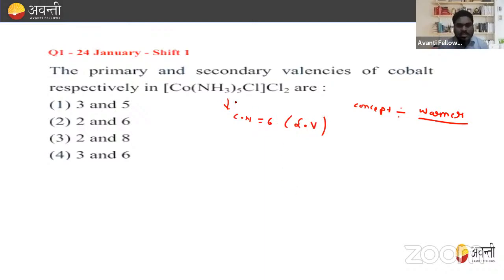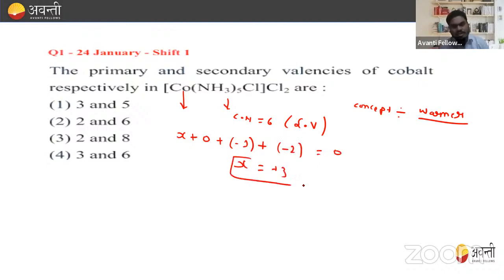Similarly, what is the oxidation number of cobalt here? That is cobalt X. We know that NH3 has 0 charge, Cl has -1 charge, and again Cl has -1, so -1 into 2 is -2, which is equal to 0. So X comes out to be +3. This is the oxidation state, and the oxidation state represents the primary valency, while the coordination number means secondary valency.